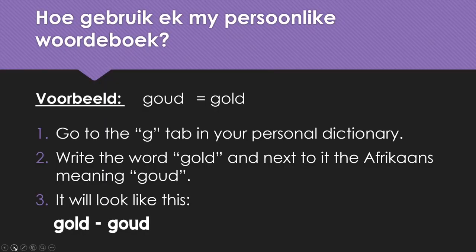Hoe gebruik ek my persoonlike woordeboek? Ons gebruik die voorbeeld goud, which means gold. Step 1. Go to the G tab in your personal dictionary. Step 2. Write the word gold next to the Afrikaans meaning goud. And step 3, it will look like this. Gold and next to it the Afrikaans meaning goud.